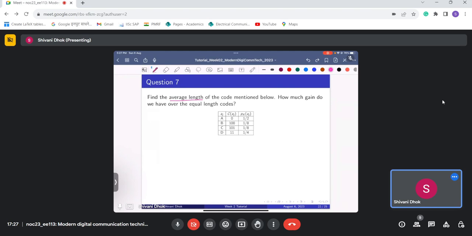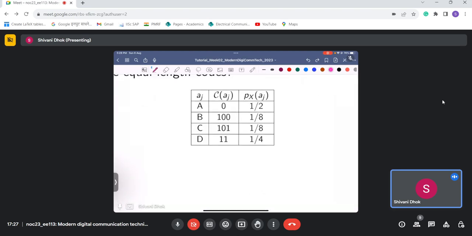Now we are given four possibilities, that this AJ can be A, B, C, D. The code word associated with A is 0. Code word associated with B is 100. Code word associated with C is 101. And code word associated with D is 11. And A occurs with probability 1 by 2. B occurs with probability 1 by 8. C occurs with probability 1 by 8. And D occurs with probability 1 by 4.